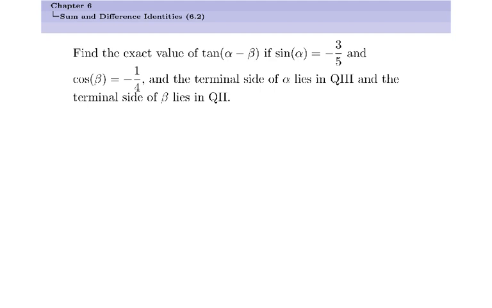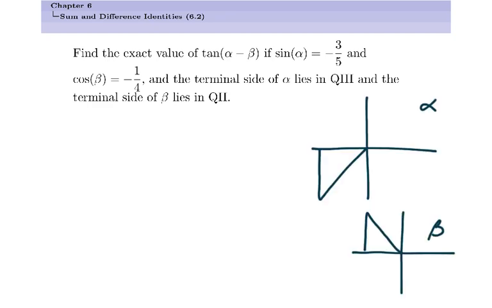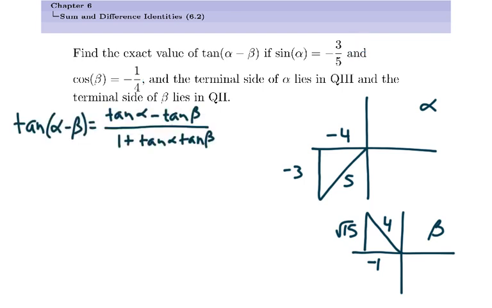Draw your terminal sides in the correct quadrant and then find tangent of alpha minus beta using the difference identity for tangent. Sine is y over r, so this is going to be y, r. Cosine is x over r, so this is going to be x and r. Find the missing sides. Double check your signs with mine. And I'm just using the equation from before.